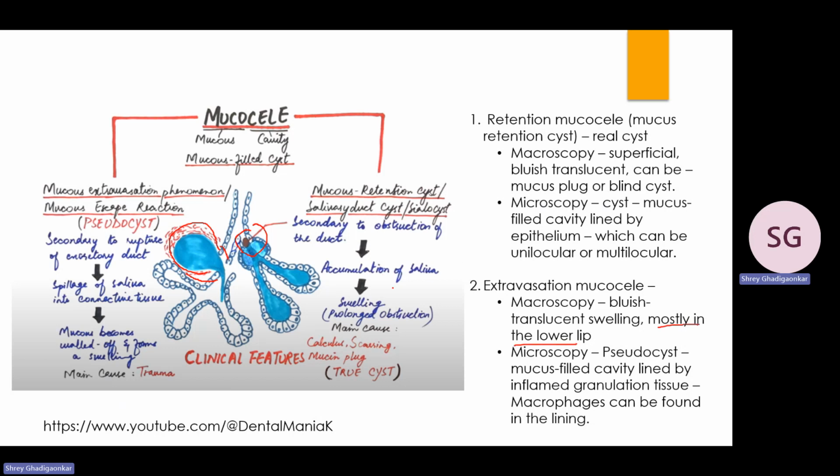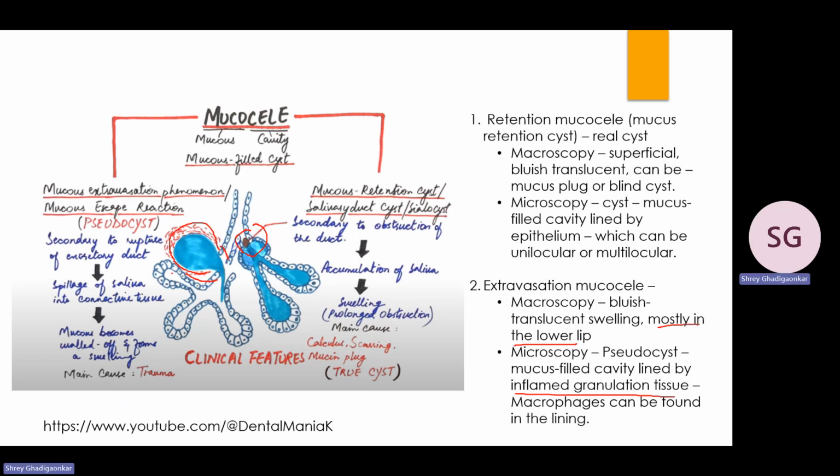Microscopically, as mentioned, these are pseudocysts. So these are not lined by epithelium. However, they are lined by inflamed granulation tissue. And macrophages, in fact, can actually be found in the lining. There's actually an additional type as well, which is called a ranula, which is basically where you have obstruction of the sublingual glands, and these basically look like a frog's belly.